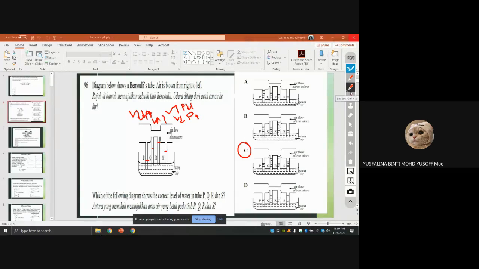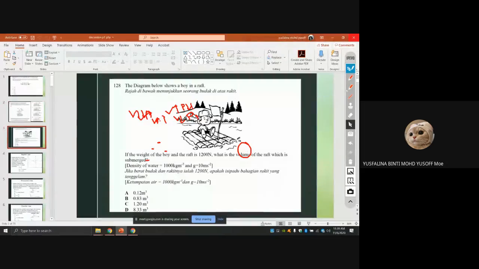Alright, the next question. This is Archimedes. If the weight of the boy and the raft is 1,200, what is the volume of the raft which is submerged? This one we know, because it's floating, the weight is equal to the buoyant force. The weight of the object is equal to the buoyant force, so mg equals rho v g.